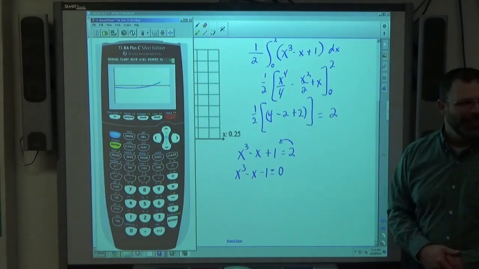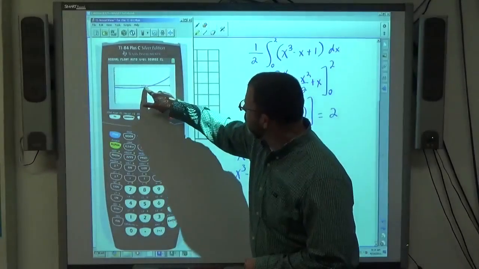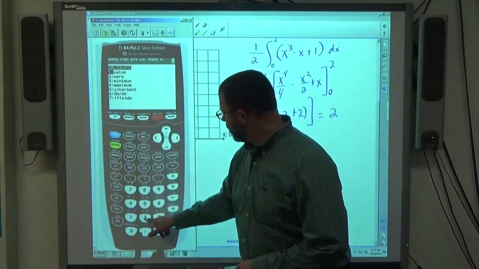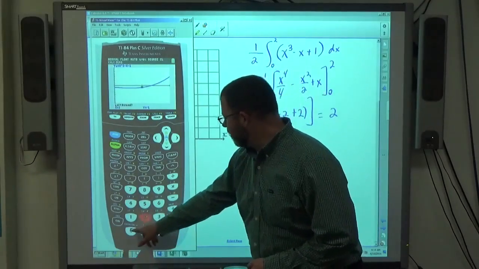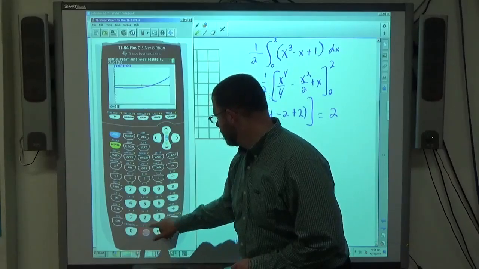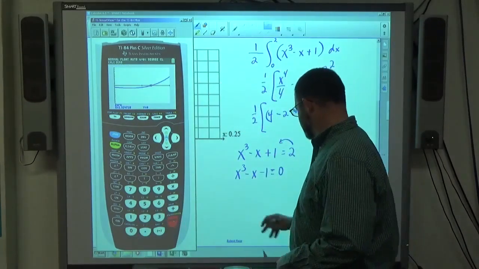There we go. It would be kind of upsetting if it didn't cross somewhere. So it crosses right there, 1 point something. So I want to find the 0 value. Second, calc number 2 is zero. I'm going to do a left bound of 1, a right bound of 2, and a guess of 1.3. And we get 1.324718.